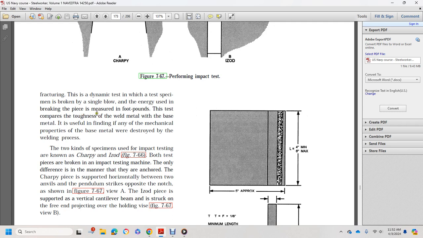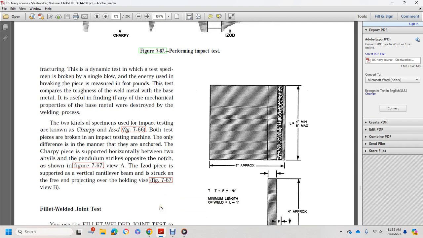Two kinds of specimens are used in impact testing, shown as the Charpy and the Izod. Both types of piece are broken in an impact testing machine. The only difference is that they are anchored differently. In the Charpy test, the specimen is supported horizontally between two anvils, and the pendulum strikes opposite the notch, shown in figure 767, view A. In the Izod test, the piece is supported as a vertical cantilever and struck on the free end of the projection from the holding vise, figure 767, view B.